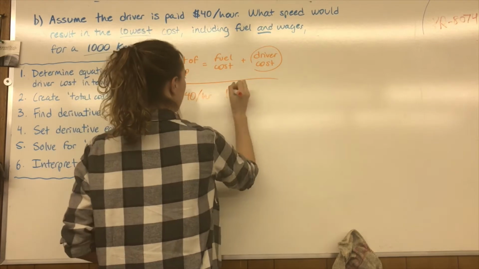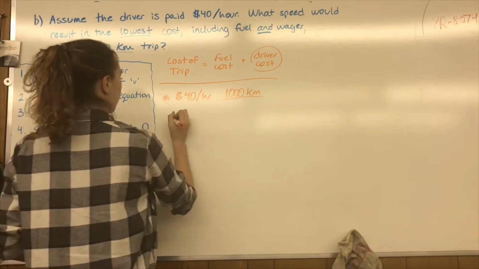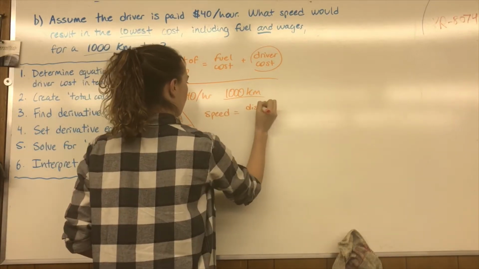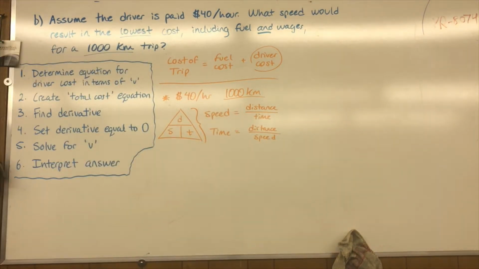So let's write out and organize what we know. The question tells us that the driver is paid $40 an hour, and he will also travel 1,000 kilometers. Also recall the relationship between speed, time, and distance. We know that speed is equal to distance over time, and therefore time is equal to distance over speed.